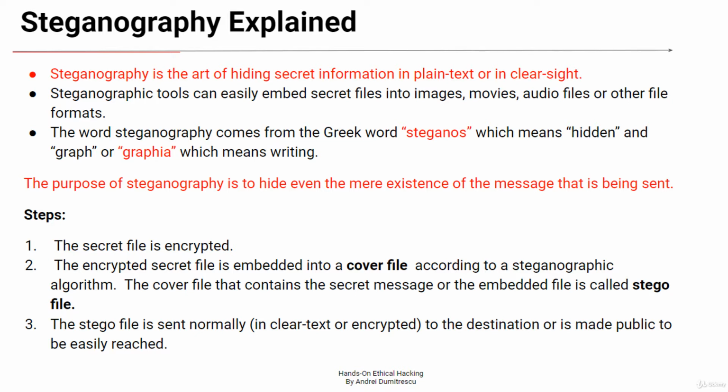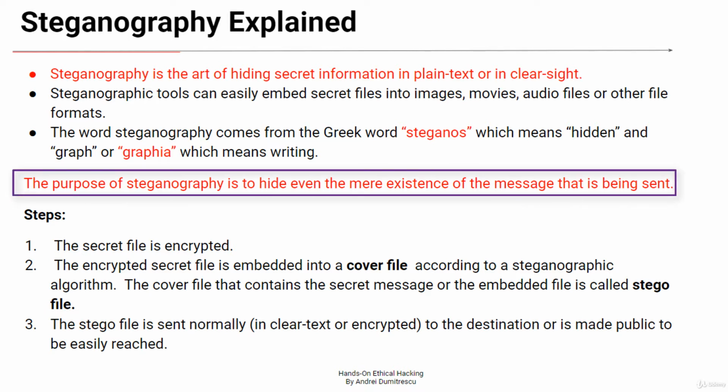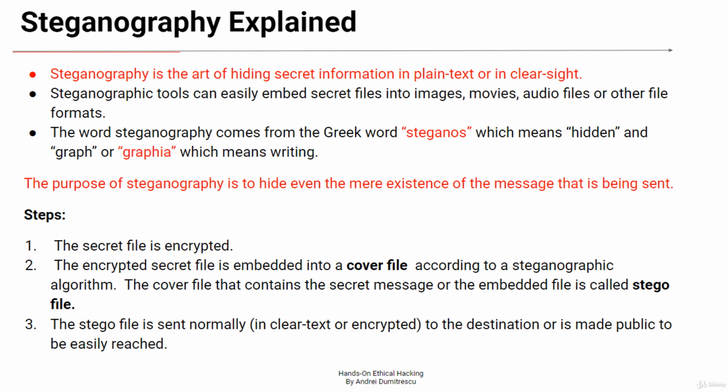Once a third party determines that you are communicating in secret, they can force you or the person you are communicating with to tell them what you are hiding. Or they can simply intercept the communication and destroy the encrypted message. This is where steganography comes in. Unlike cryptography, the purpose of steganography is to hide even the mere existence of the message that is being sent. Let's see step by step how it really works.